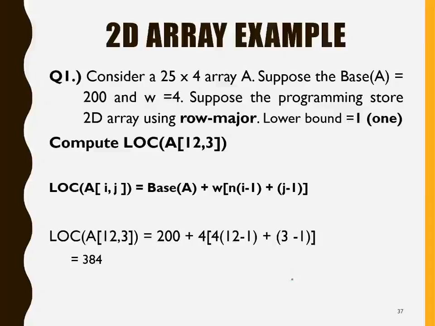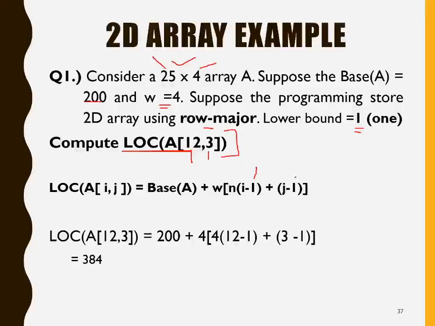So let us try with an example. Suppose we have a 25 cross 4 array. That means 25 is the number of rows and 4 is the number of columns. The base address of the array is 200. The width per element is 4 bytes, and the array is stored in row major order with lower bound value as 1. We have to compute the address of the particular element with row number 12 and column number 3. Since the lower bound is 1, we calculate as per the lower bound value of 1.